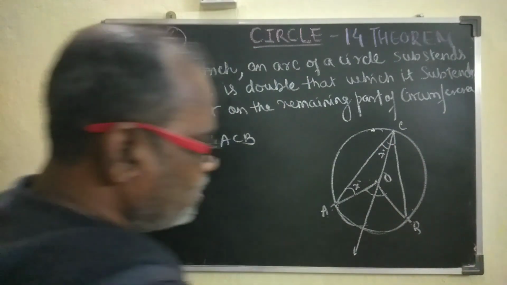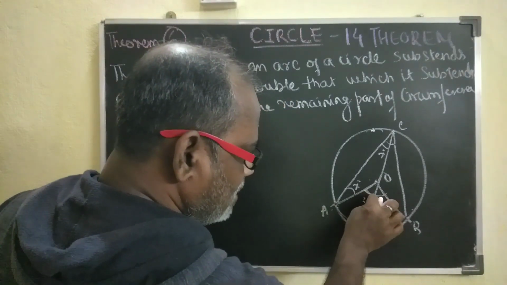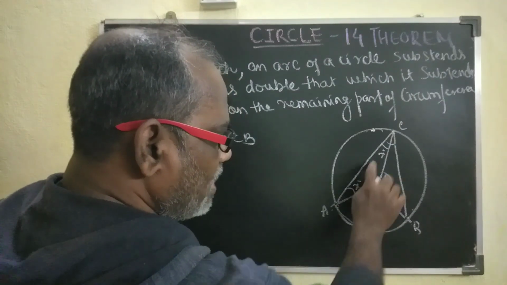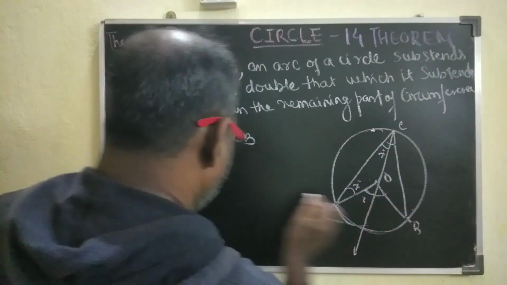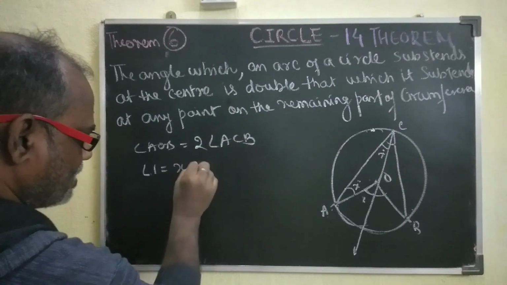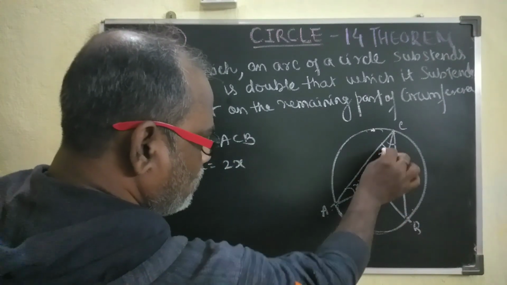And also we know that this is the exterior angle. Let this angle 1 be the exterior angle, this point. So angle 1 is equal to the sum of the interior opposite angles. That is angle 1 equals x plus x equals 2x. So angle 1 equals 2x.